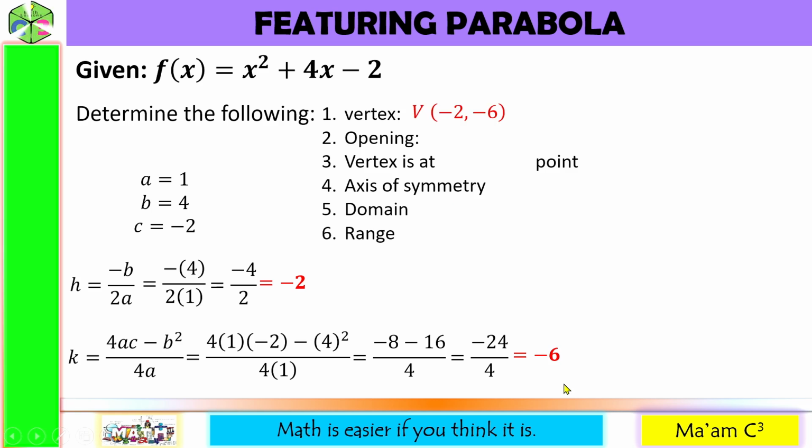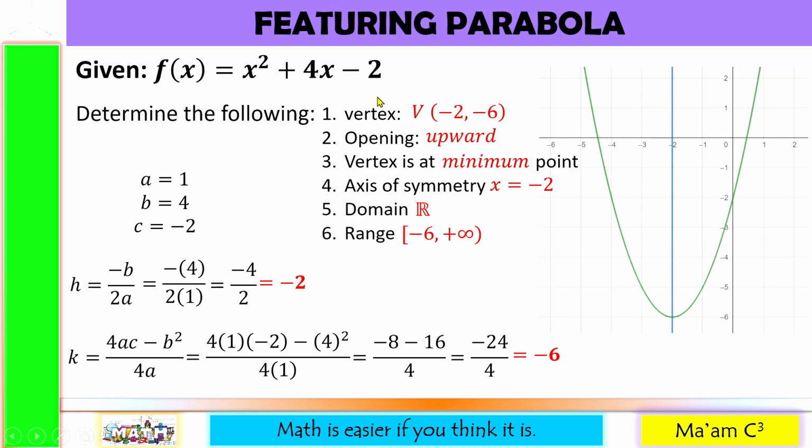The opening of the parabola is upward. Why? Because our a here is positive. And since it is opening upward, then we have a minimum point. And the axis of symmetry is equal to the h, x is equal to negative 2. Our domain would be the set of all real numbers, and our range will start from our k, negative 6, to positive infinity.